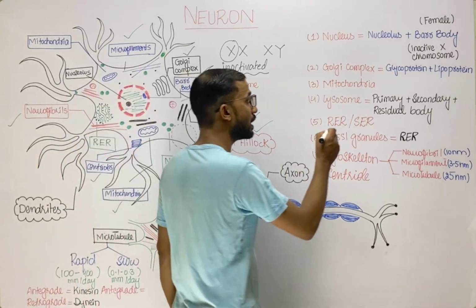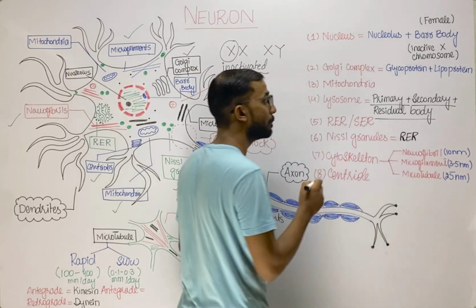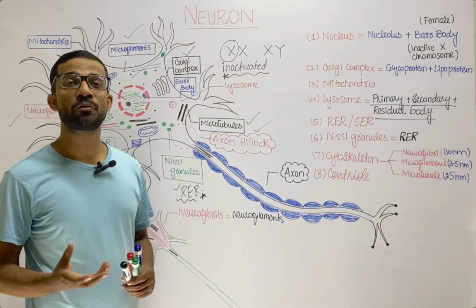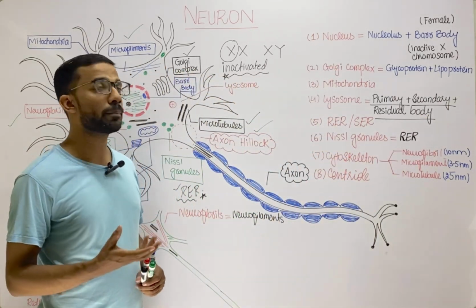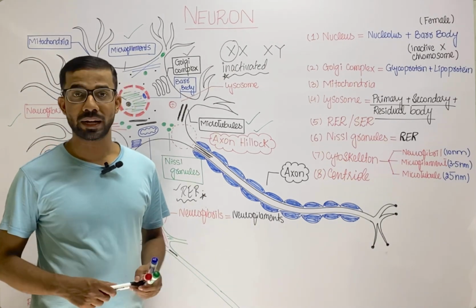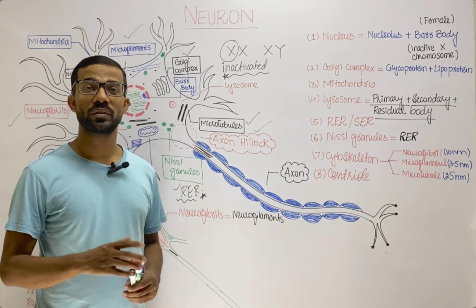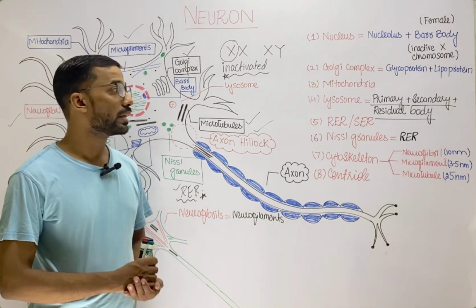So it has three types: primary, secondary, and the residual body. Primary, newly formed lysosomes are the primary lysosome. When the lysosomes attach with the food particle, then it will become the secondary, and residual body, in which you will see the inactive enzymes in the lysosome.